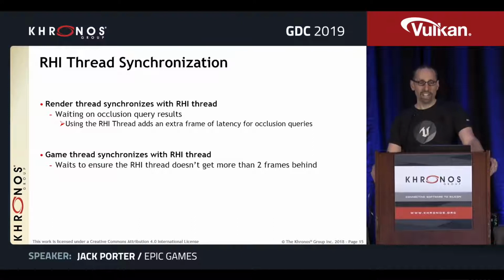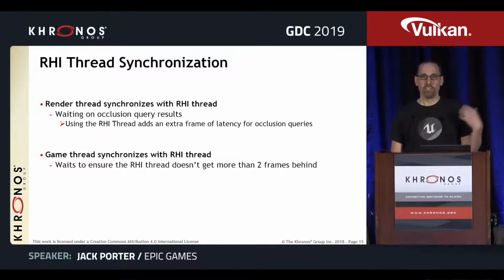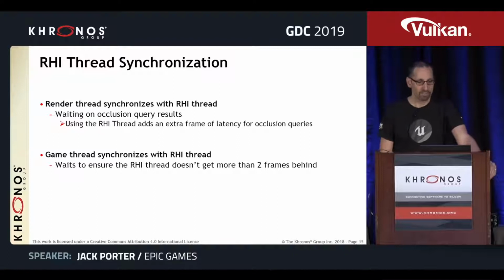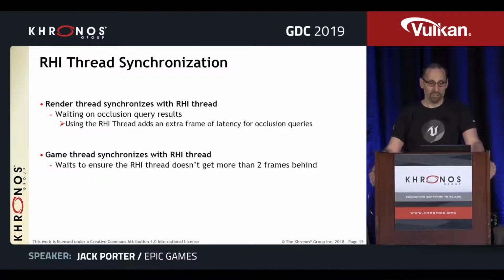So we synchronize in 2 places. First of all, we need to wait on occlusion queries. And our visibility code, if you recall in the previous slide, was happening in the middle render thread, but occlusion query results are going to be available in the RHI thread sometime later. We do have an extra frame of latency when the RHI thread is enabled for our occlusion queries. I'll talk a little bit about how we address some of that synchronization issue in a little bit. The game thread also simply waits on the RHI thread to make sure we don't get too many frames ahead.